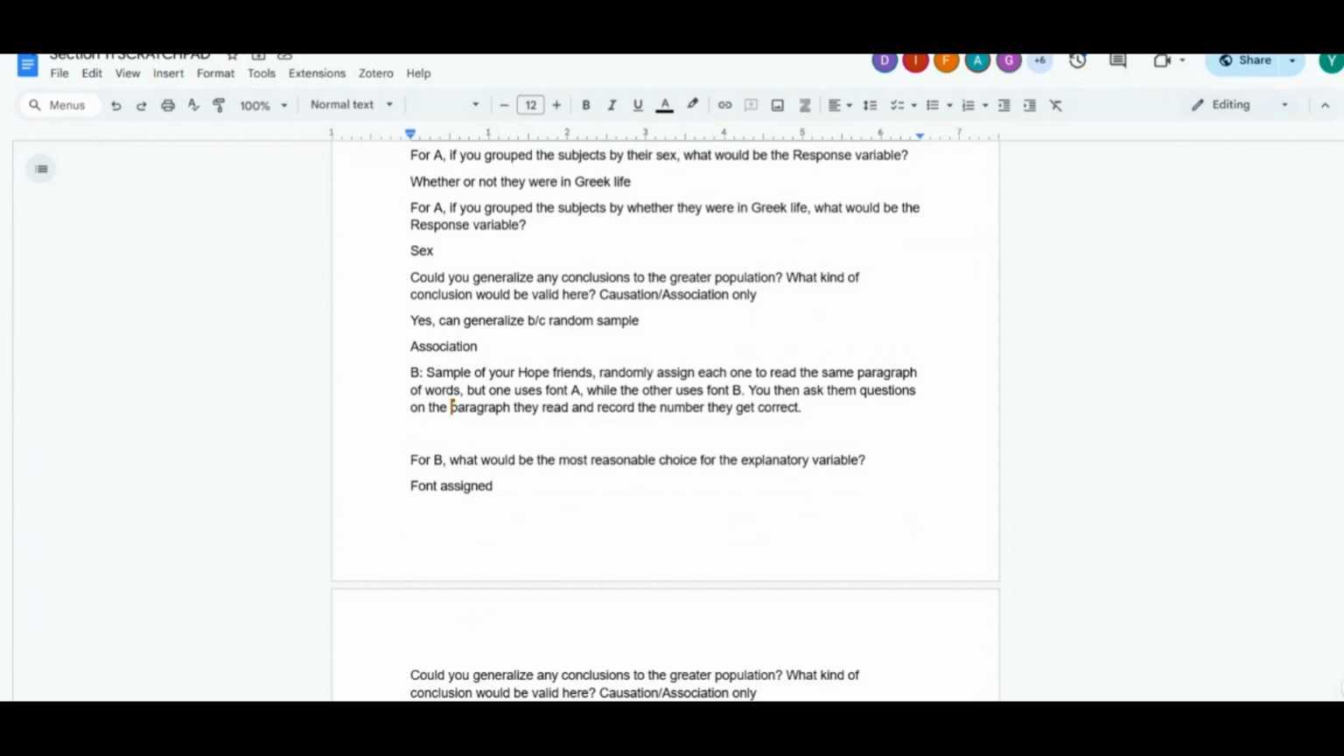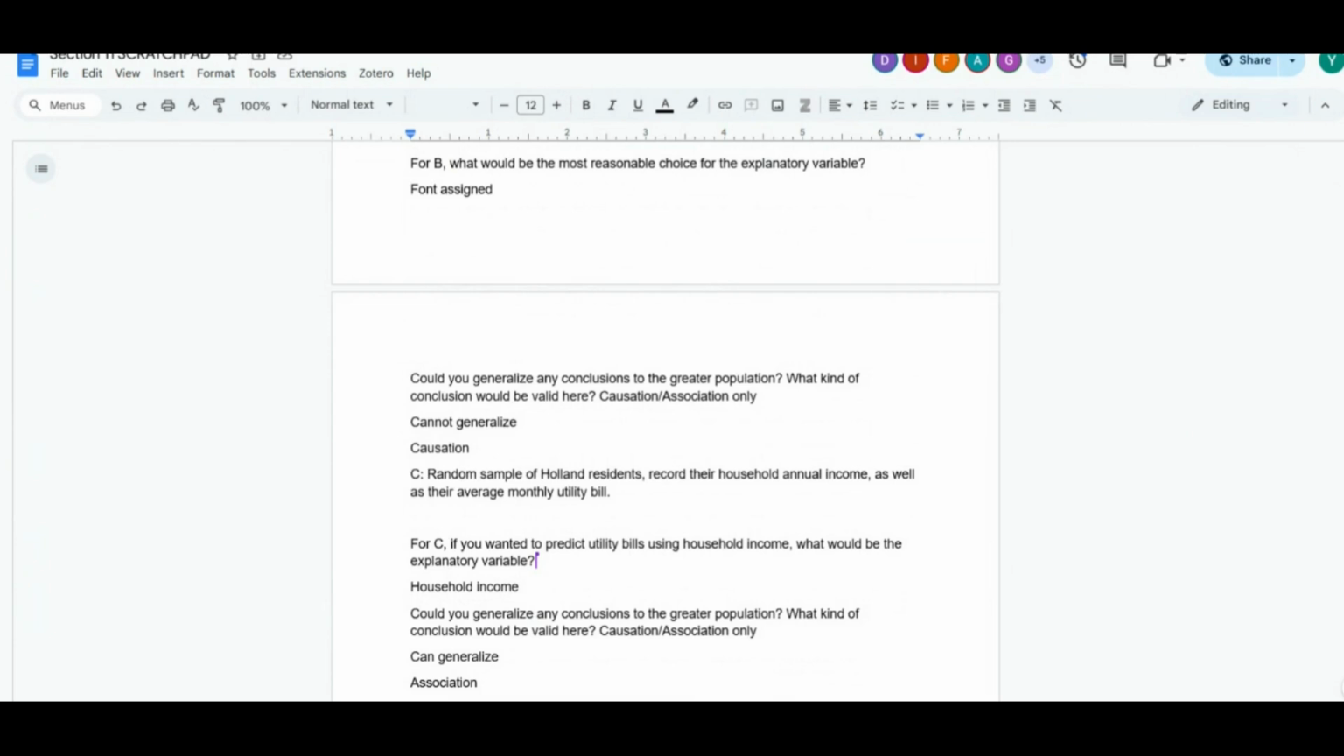But then, I think the most reasonable choice is the font. Good. Isn't the font a natural bucket to put people in? You saw font A, or you were assigned randomly to see font A. Very good. Now, of course, you can put people in buckets about how many they get correct, but that seems a little bit more weird. You got 20% correct. You got 40% correct. And then from there, you try to predict backwards and say, what font did you see? That's less natural, I would say. That's why I say, what's the most reasonable choice? Font assigned.